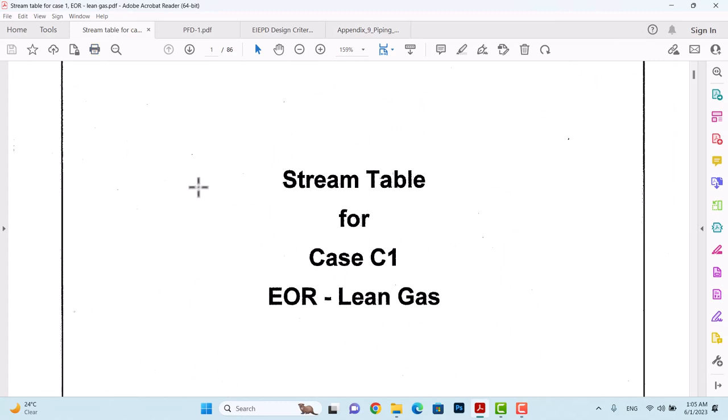In each project, we have different stream tables. You see here, EOR, SOR, lean gas, rich gas. So we have four stream tables. We have EOR, end of run, SOR, start of run, lean gas and rich gas. Lean gas and rich gas are defined based on the methane, or in some applications ethane, compositions in the natural gas.